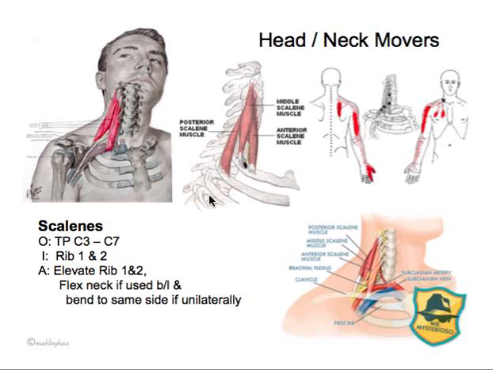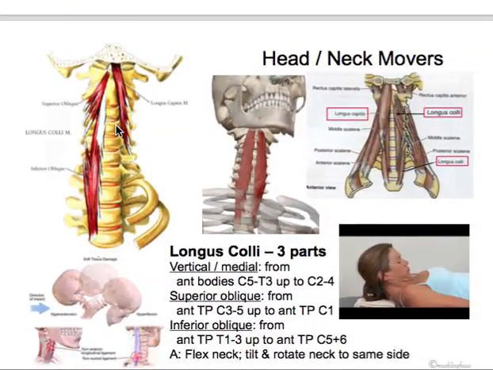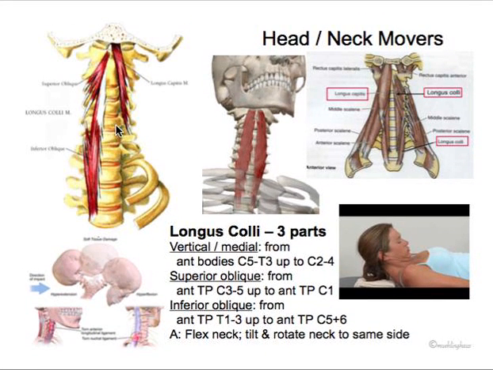They are attached on the transverse processes of the neck, and then they reach into the ribs. So they go from C3 to C7, and they go into ribs 1 and 2. They elevate ribs 1 and 2, but they also flex the neck if used bilaterally, bringing the neck forward, or they bend the neck to the same side if used unilaterally. Unilaterally means using it on one side. All right. The scalene muscles are very important. They can mimic arm pain.